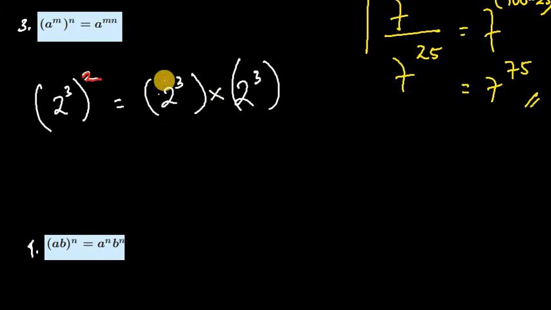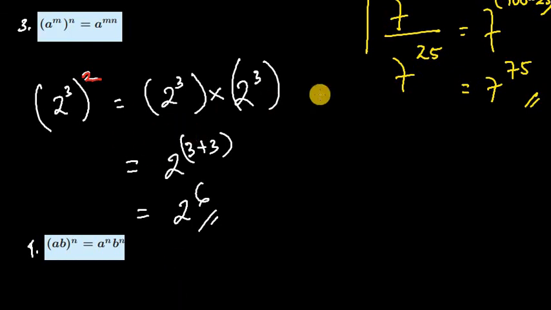Remember the first rule: if we have the same base, 2 to the power of 3 times 2 to the power of 3, we can just end up with 2 to the power of 3 plus 3. Remember, this is the first rule. We'll end up with 2 to the power of 6.